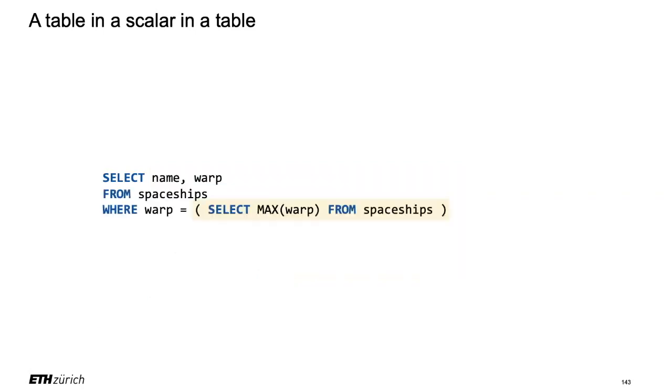You can also compute an argmax. Who knows what an argmax is? It's when you don't want the max, you want the value that gives you the max. And the way you do that is that you compute the max with the select max work from spaceship. It's just computing one row, one column.